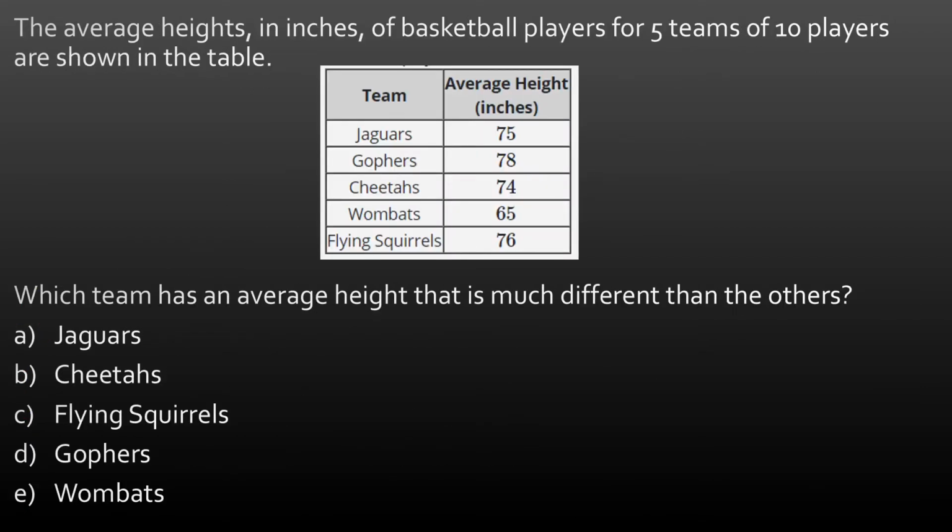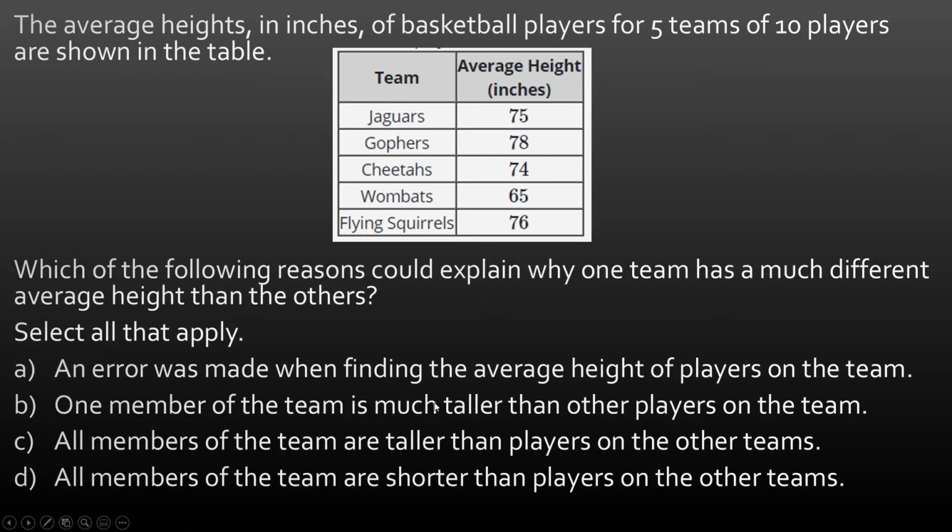All right, our next question says that the average height in inches for basketball players for 5 teams of 10 players is shown in the table. Which team has an average height that is much different from the others? Well, for this one, let's look at our numbers. Most of these are in the 70s range, right? I have 75, I have 78, 74, 76. However, 65 is significantly shorter than the rest of the averages of teams. So the Wombats are going to have the most different average height.